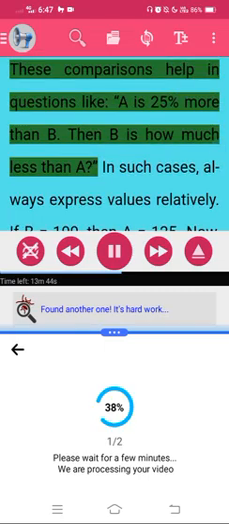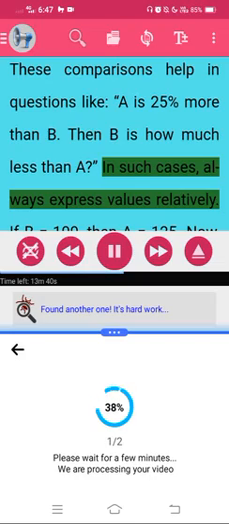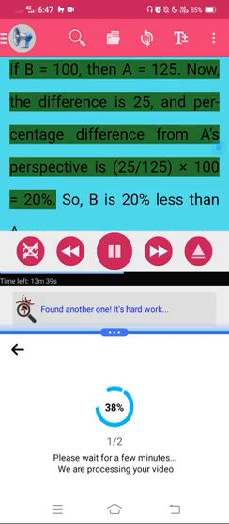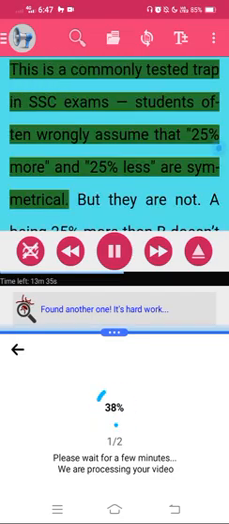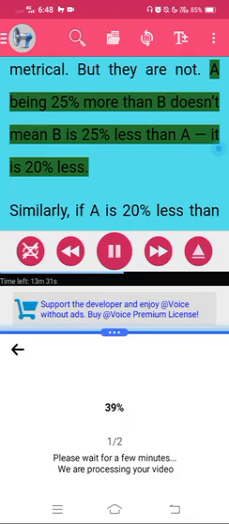These comparisons help in questions like, A is 25% more than B, then B is how much less than A. In such cases, always express values relatively. If B equals 100, then A equals 125. Now, the difference is 25, and percentage difference from A's perspective is 25/125 times 100 equals 20%. So, B is 20% less than A. This is a commonly tested trap in SSC exams. Students often wrongly assume that 25% more and 25% less are symmetrical, but they are not. A being 25% more than B doesn't mean B is 25% less than A.